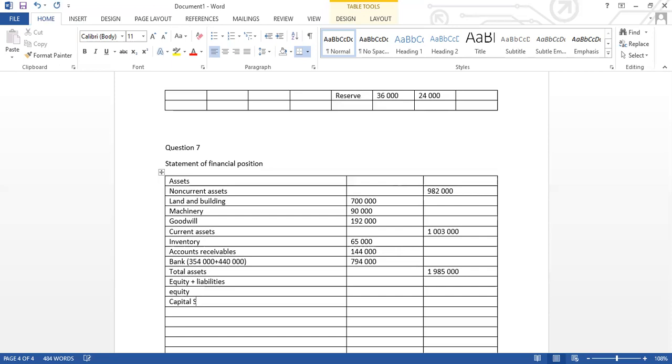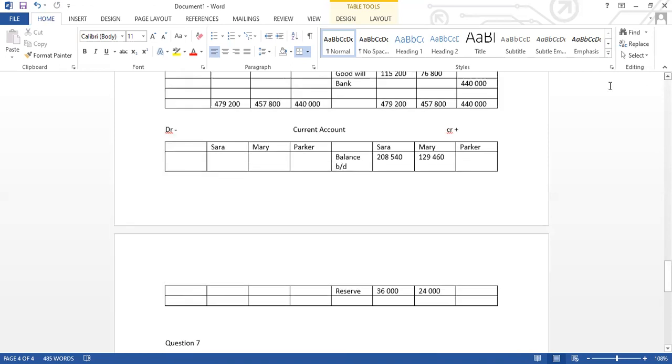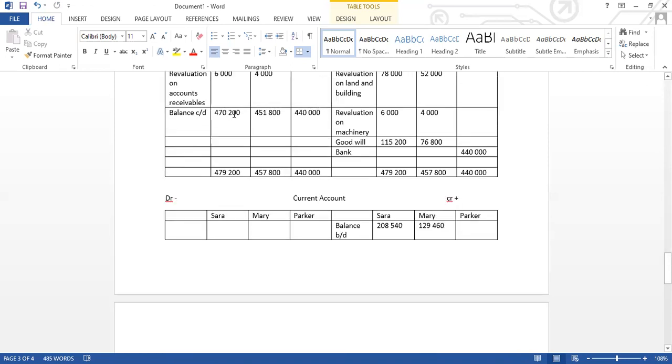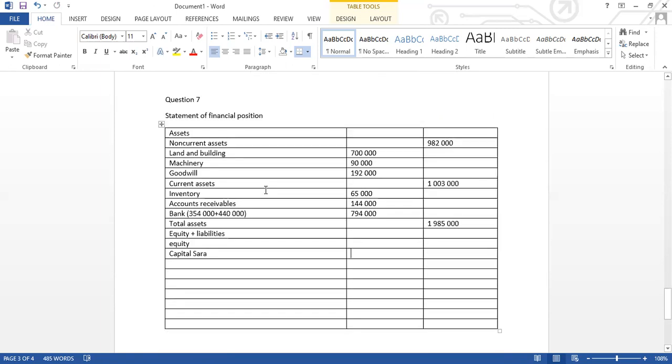So we have capital Sarah. Capital Sarah is how much? Where do we get this information from? Now you have to go back to your capital accounts. Going back to our capital accounts, Sarah has 470,200, Mary has 451,800, and then Parker has 440,000. So those are the balances that you have to bring to your statement of financial position.